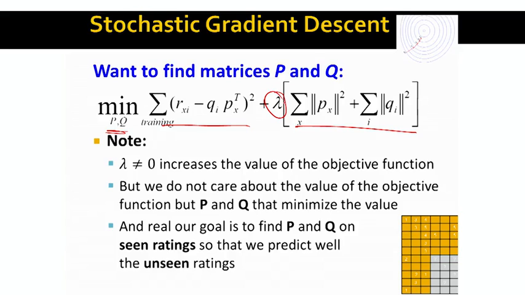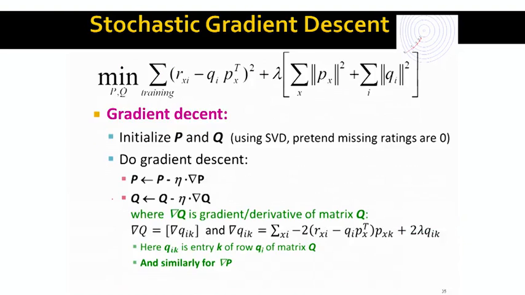One thing to note in this formulation is that we don't really care about the absolute value of the objective function. What we really care about is finding matrices P and Q that minimize that value. And we really want matrices P and Q that actually predict well the unseen ratings. So we never really care about the value of the objective function. We really care about what are the matrices that achieve that value.